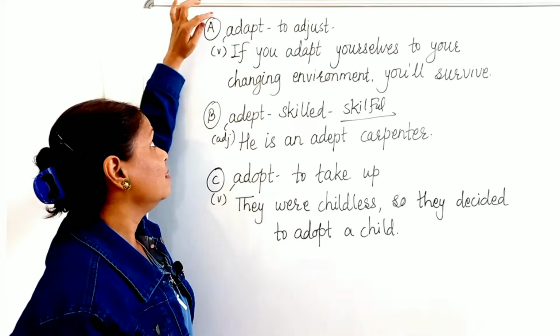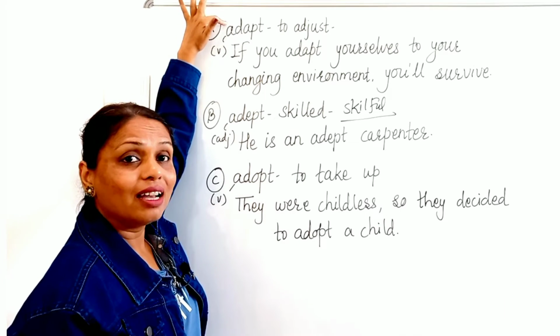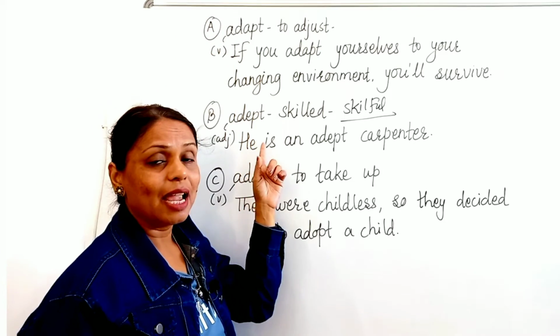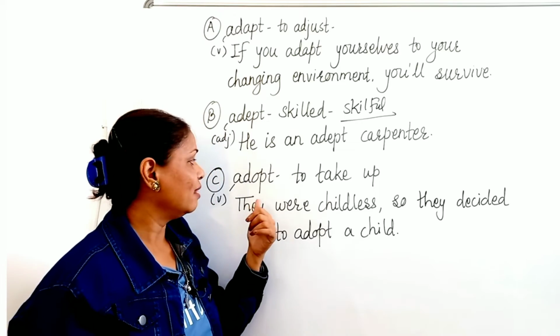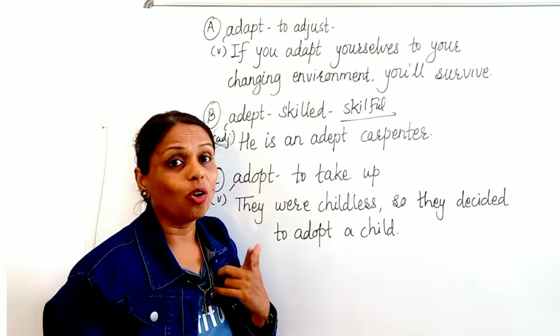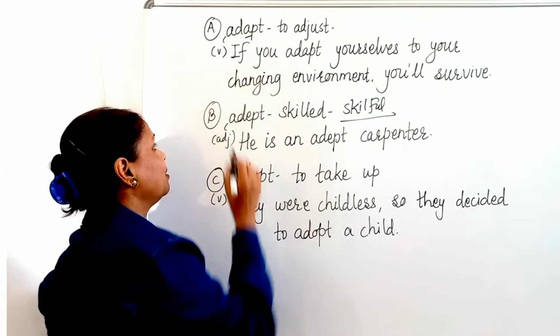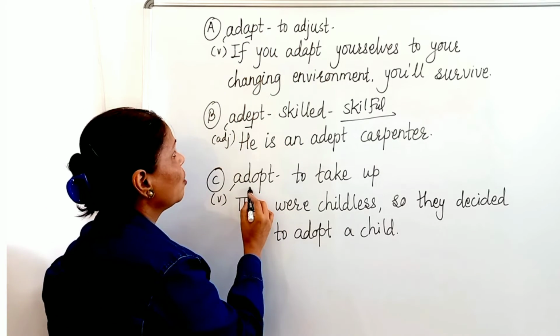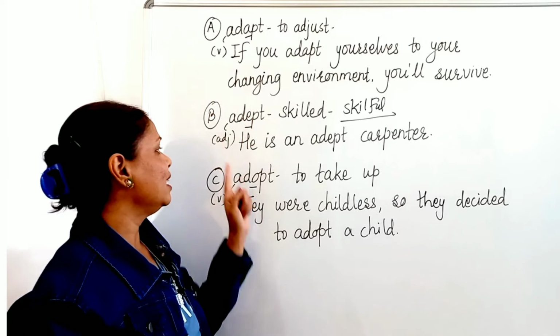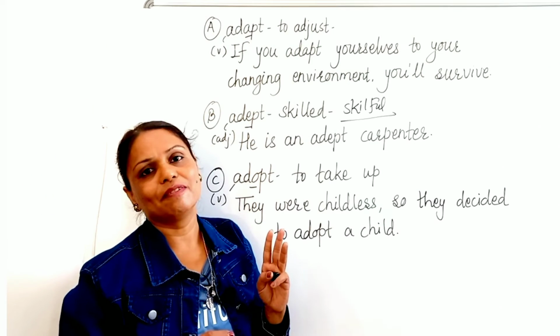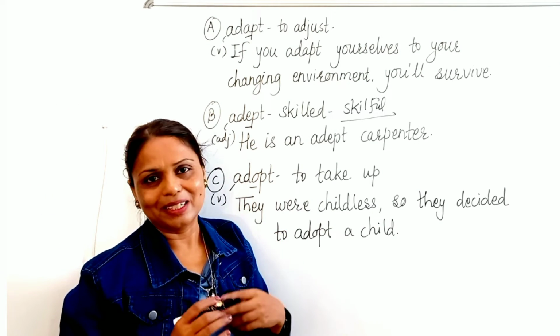Once again, this is adapt. A is there. This is adept. A is there. And this is adopt. O is there. Let's see the spellings. Here A is there. Here E and here O. A, E and O. These three different letters make all the difference.